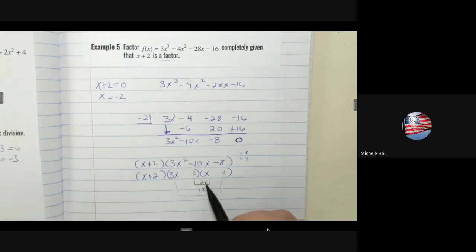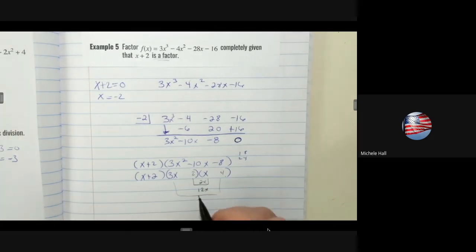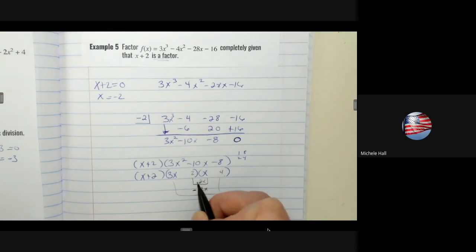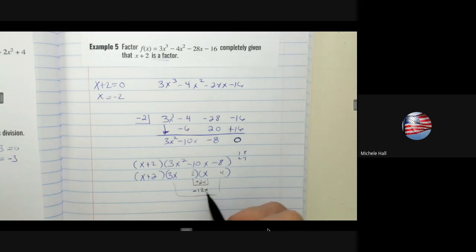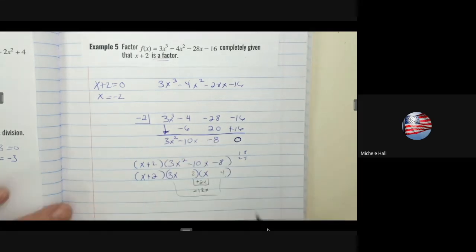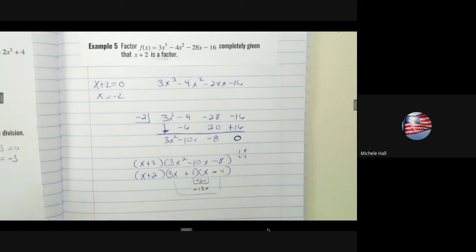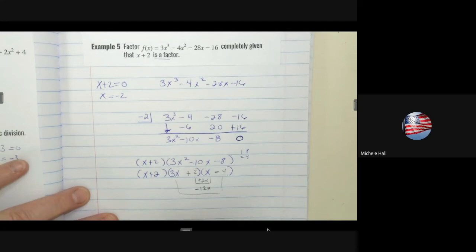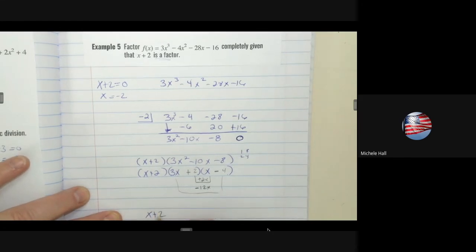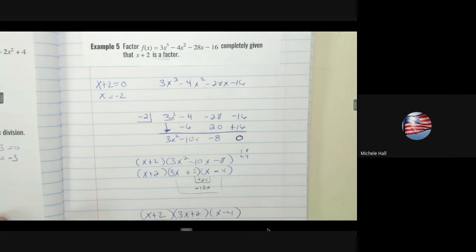Can I get 12x and 2x to add to negative 10? That would have to be negative 12 and positive 2. Let's see here. So positive 2x and then negative 4 for negative 12x. Our final answer is x plus 2 times 3x plus 2 times x minus 4. Fully factored down into linear factors. Final answer.